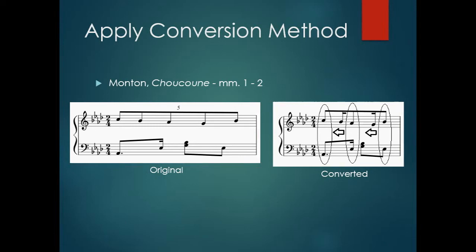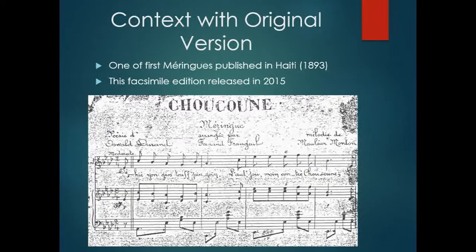To look at the first phrase of this piece, this is actually one of the first meringues ever published in Haiti, from 1893, and this is a facsimile edition from 2015. Just looking at that first phrase in different ways, we can try to mix and match with the synchronization and the misalignment.